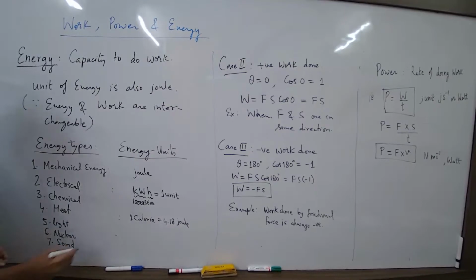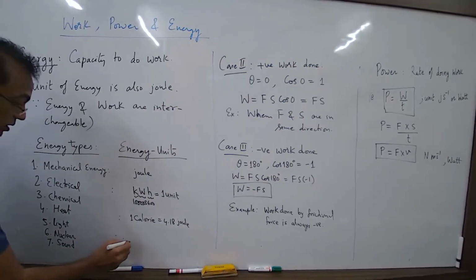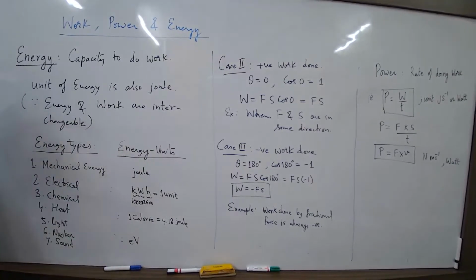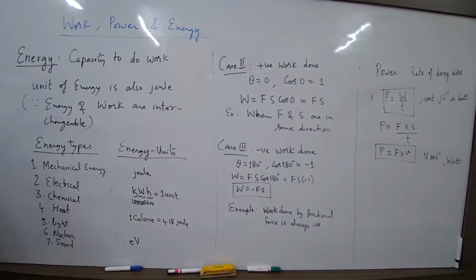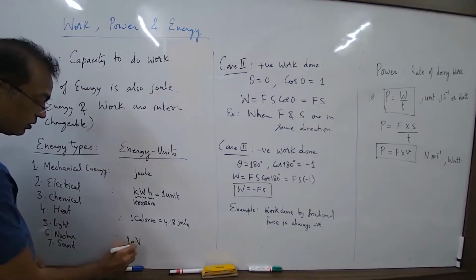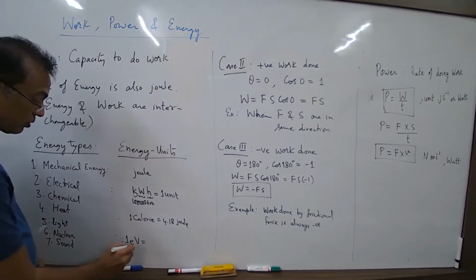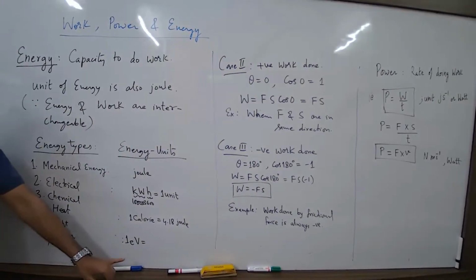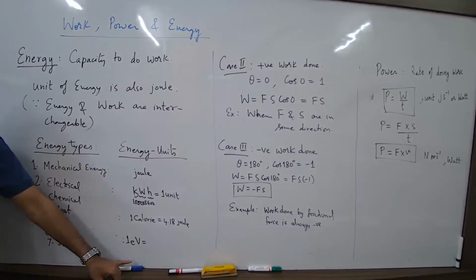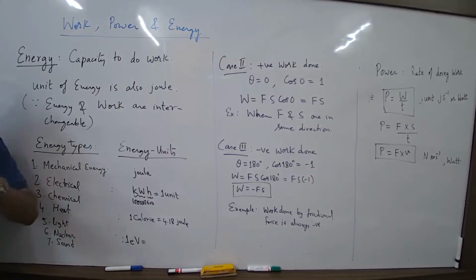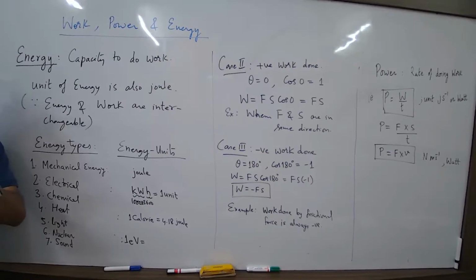In the atomic and nuclear field, we use an energy unit called electron volt. What do we use? Electron volt. And how much is 1 electron volt? So what does it mean? It is the amount of energy gained by an electron when it is accelerated by a potential difference of 1 volt. Are you familiar with potential difference?